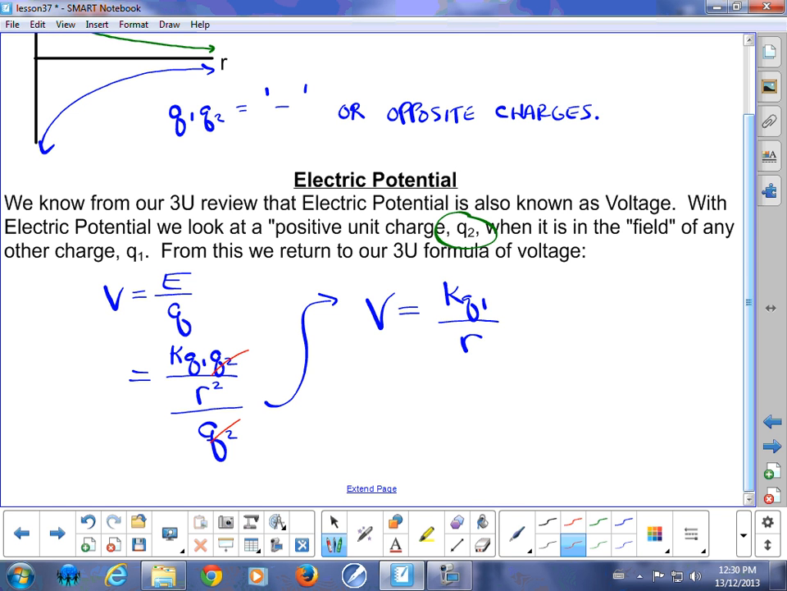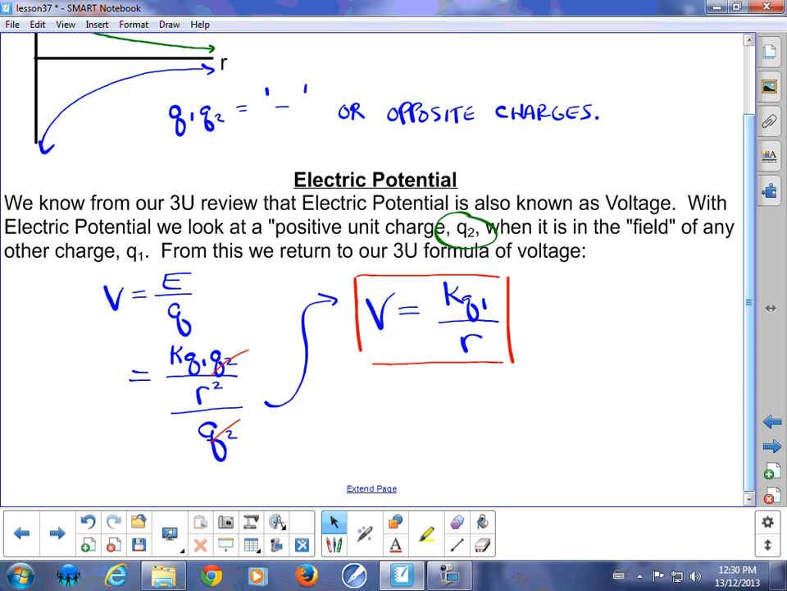So there is a formula you'll want to add to that cheat sheet, and that is your electric potential, or the voltage as we learned to know it in the grade 11 course.